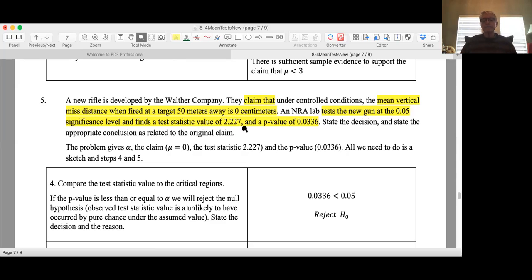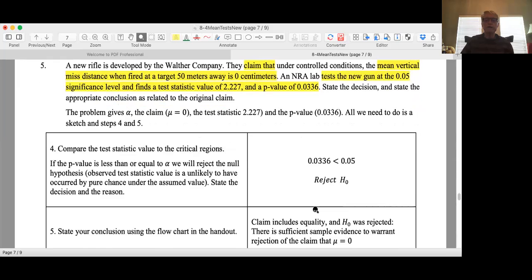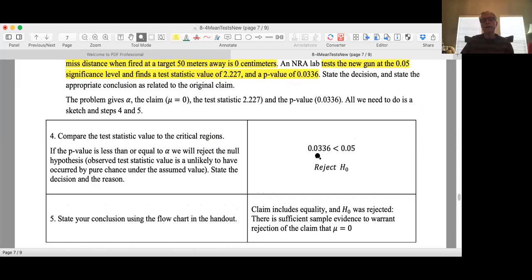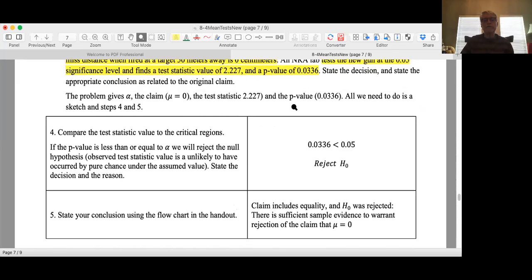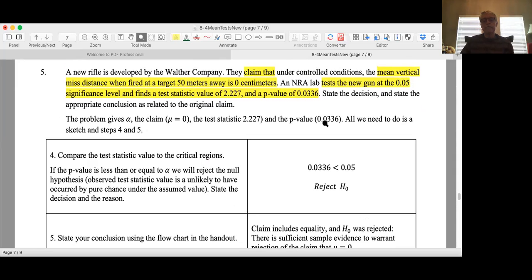Okay, so let's talk about the original claim. They claim that the mean is 0. So mu equals 0 is the claim. The test statistic is given to us, and the p-value is given to us. We don't really need the sketch in this particular case, but we need to make a decision based on p-value because we don't have critical value information. All we have is p-value. And we know what alpha is. Alpha was given to us as 0.05. When we have a p-value, we compare it to alpha. If it is less than or equal to alpha, we'll reject, and indeed it is. Therefore, we're going to reject H0 because 0.0336 is less than 0.05. So that's our decision, and we made that decision using p-value.